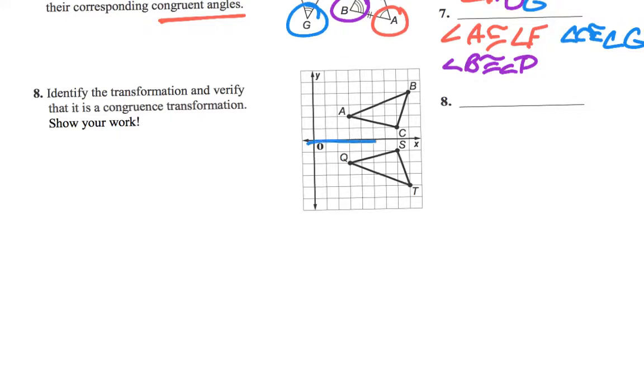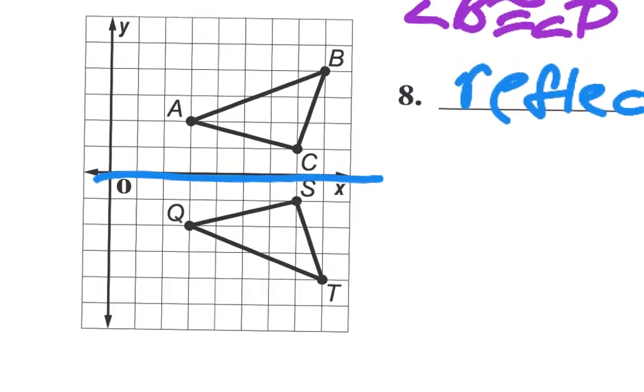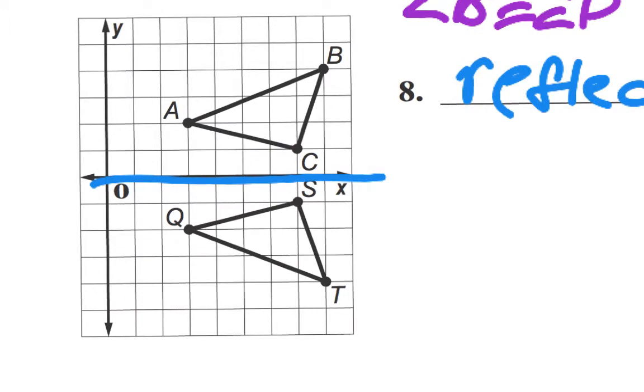So this right here is a reflection. Now, in order to verify it's a congruent transformation, I need to find the length of all the sides. In order to do that, I'm going to zoom in, and I'm not going to use the distance formula per se, but the Pythagorean theorem. So this one's 2, this is 1, 2, 3, 4, 5, and then 2 squared plus 5 squared. So that's 4 plus 25, that's 29. So this is the square root of 29.